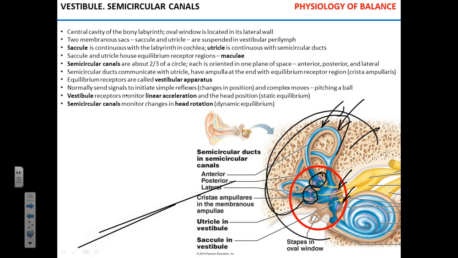Altogether, sensory receptors located in the saccule, utricle, and semicircular ducts form the vestibular apparatus. They sense our position and our movement in space. And they convey those signals to cortical regions as well as to the cerebellum.